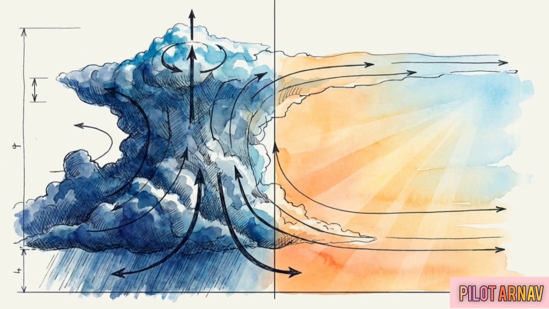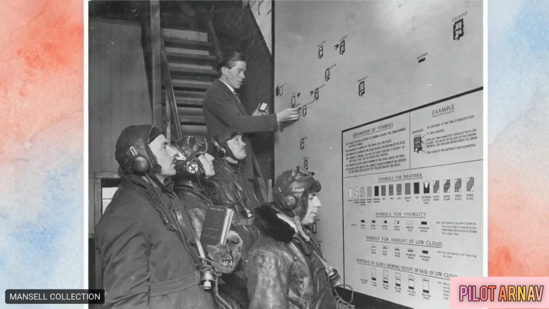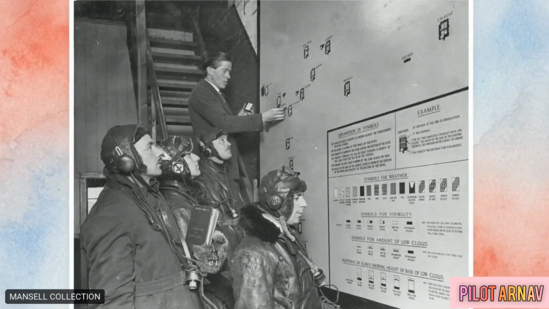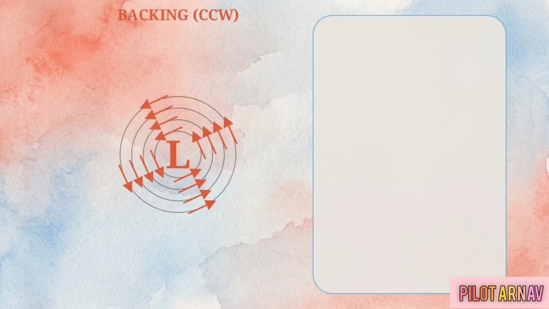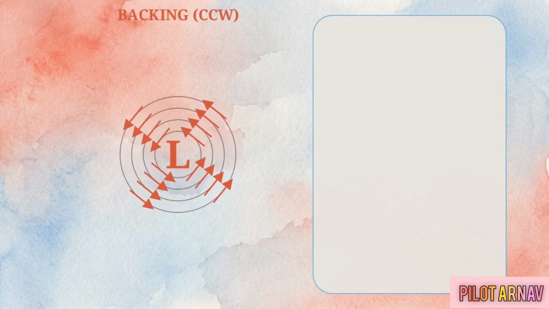The speed and steep slope of a cold front result in highly localized, violent, and vertically developed weather. We can now explain why winds back and strengthen ahead of a front, but veer and weaken behind it. Ahead of the front, air is being pushed up the slope. This rising air creates low pressure at the surface. In the northern hemisphere, low pressure forces winds counterclockwise, a shift known as backing.